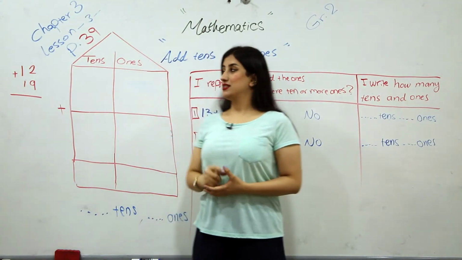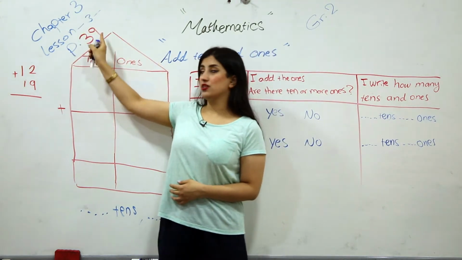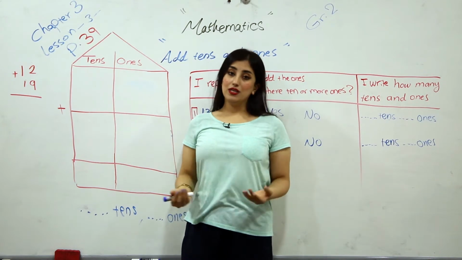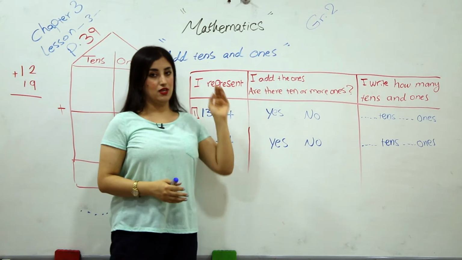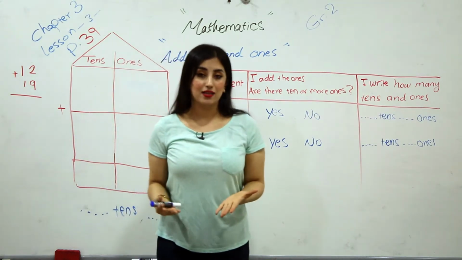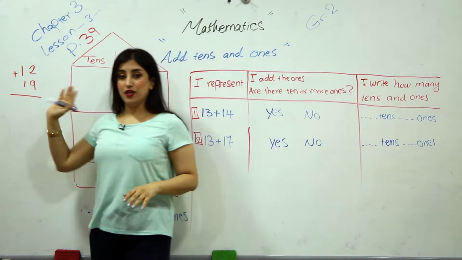Today we have Mathematics, Chapter 3, Lesson 3 at page 39. Now our lesson is about adding tens and ones. So how can you add tens and ones together? Now we have an example here.